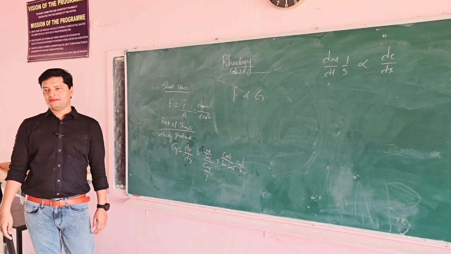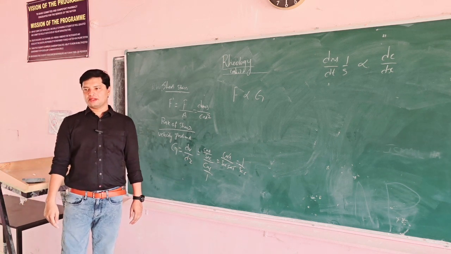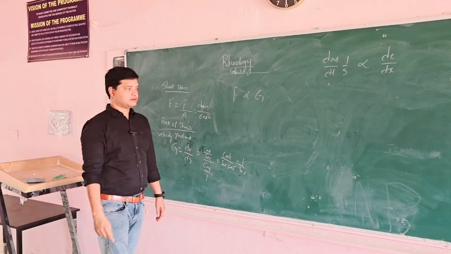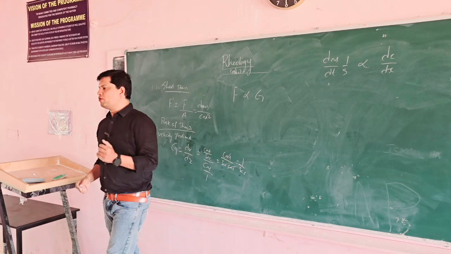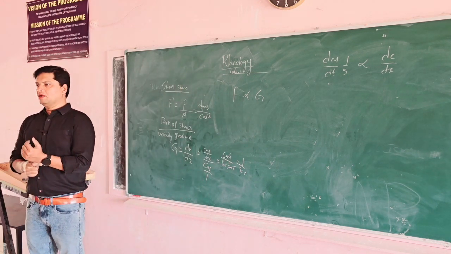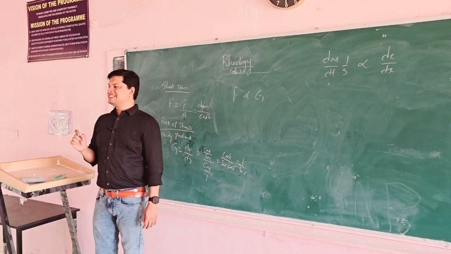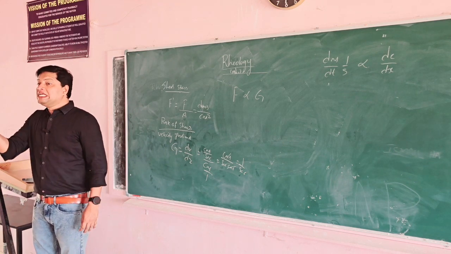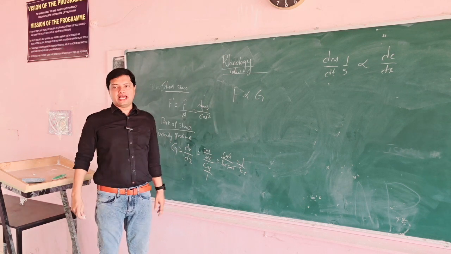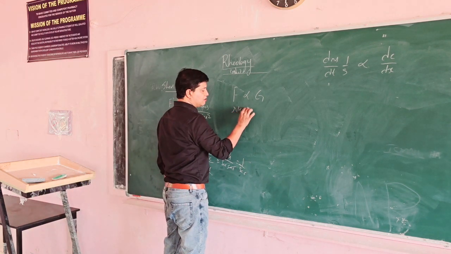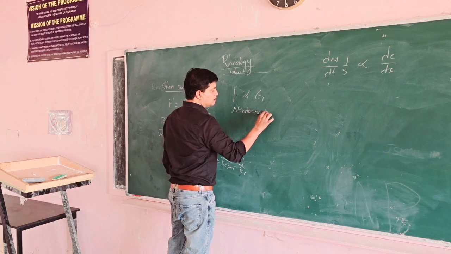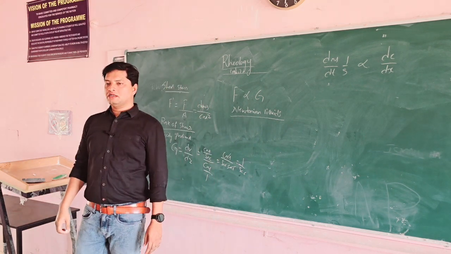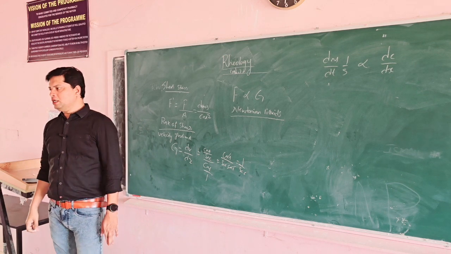My examples are different from the textbook. Newton's law of flow. What is the statement of Newton's law of flow? Shear stress is directly proportional to rate of shear. That's all, that is Newton's law. And liquids that obey this law, we call them Newtonian liquids.